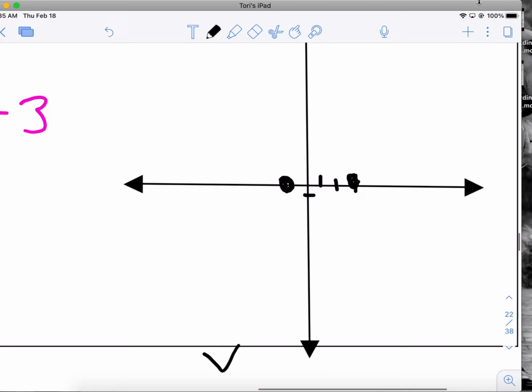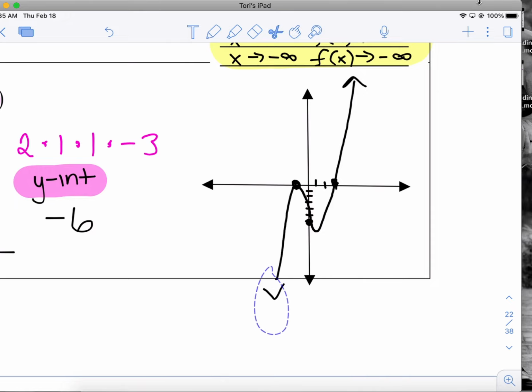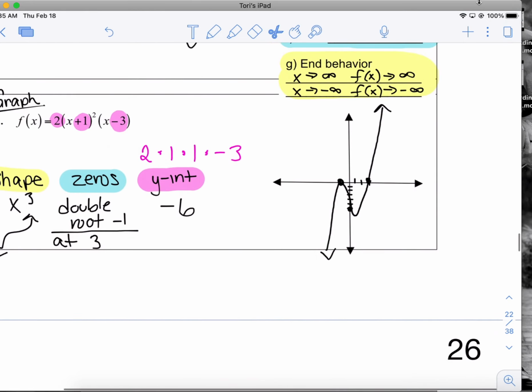-6. 1, 2, 3, 4, 5, 6. All right, now this is a lot easier. So we are going to cross at the 3, hit the -6, bounce off that -1 because he's a double root, and then we can go down forever. So your graph should look something along the lines of this.